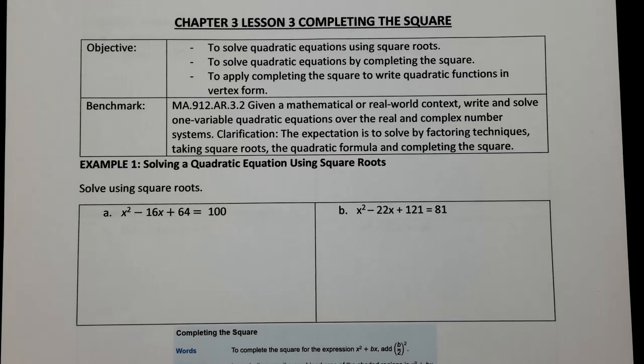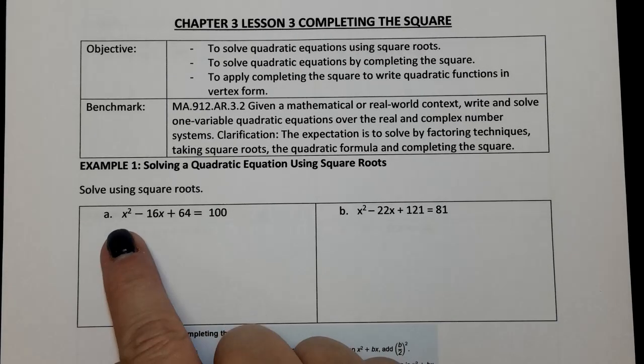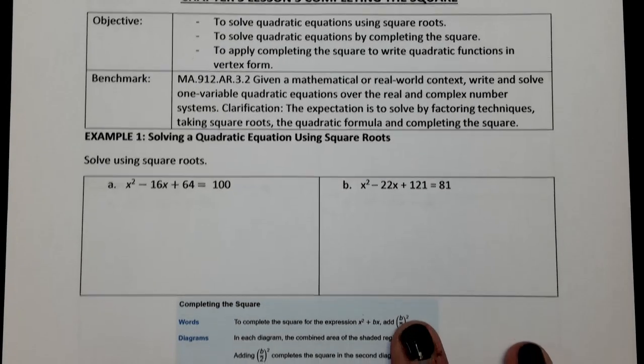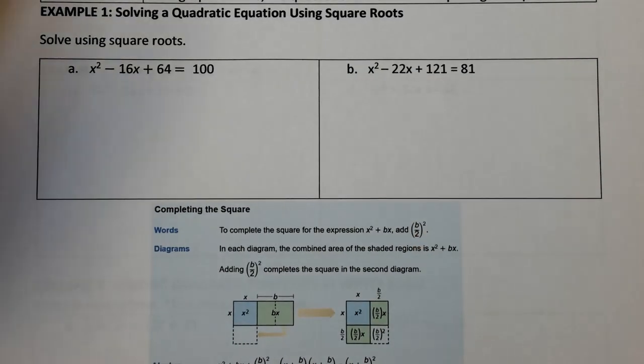Before we looked at these, we were able to solve them by getting it down to x squared. In this situation, we can't really do that, so we're going to rewrite this as a perfect square binomial. I will show you what I mean by that. We're going to start with this first one.